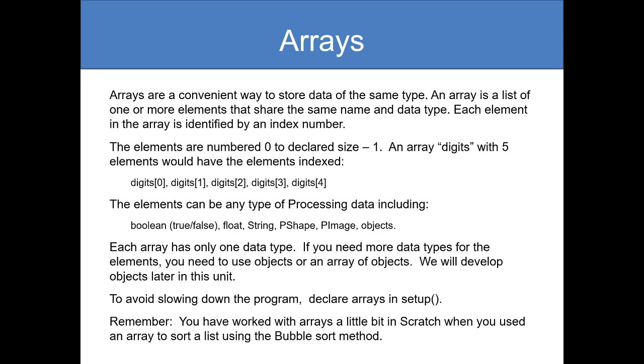These can be anything. They can be Boolean values, floats, strings, shapes, objects, integers. They can be pretty much anything that we want them to be. The catch is that each array can only be one data type. So if you need more than one data type, then we need to use something else. A lot of times, whenever you're thinking data science type stuff, you're going to have things that are similar. They're all going to be integers, or all floats.